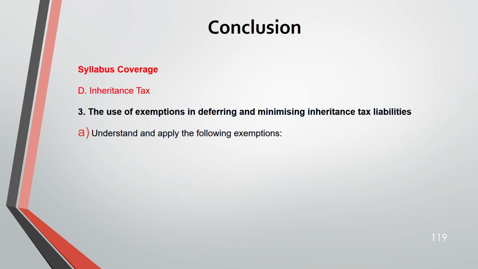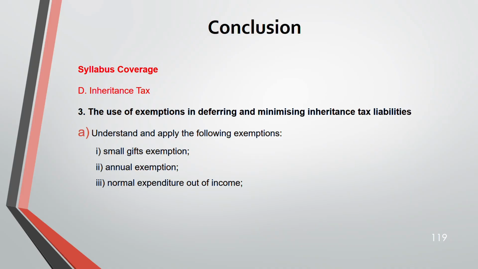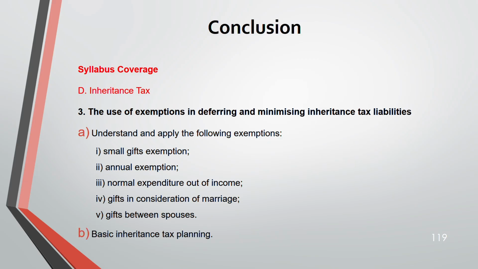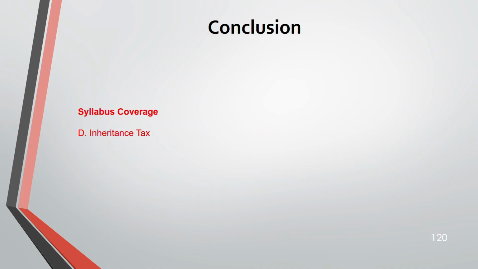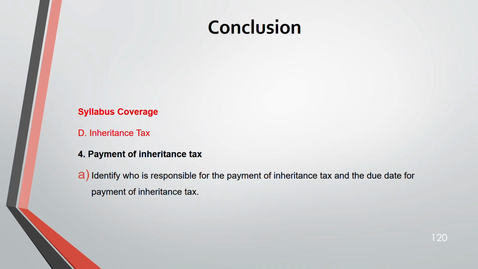Then we have covered the exemptions. Small gift exemption, annual exemption, normal expenditure out of income. Annual exemption is 3,000 of the current year and 3,000 brought forward. Gift in consideration of marriage, gift between spouses. All these are lifetime exemptions, okay? Then basic inheritance tax planning. Then we have covered the payment of inheritance tax: who is responsible, who is bearing the tax, who is paying the tax, and the due date.